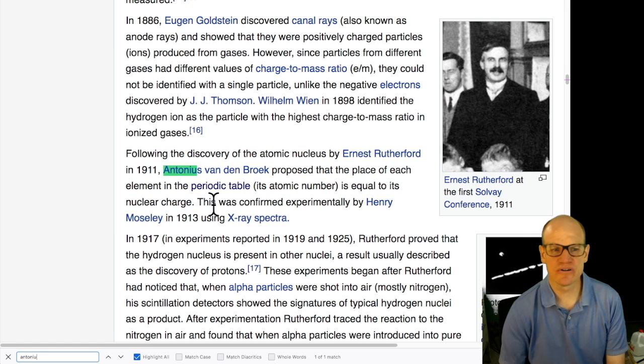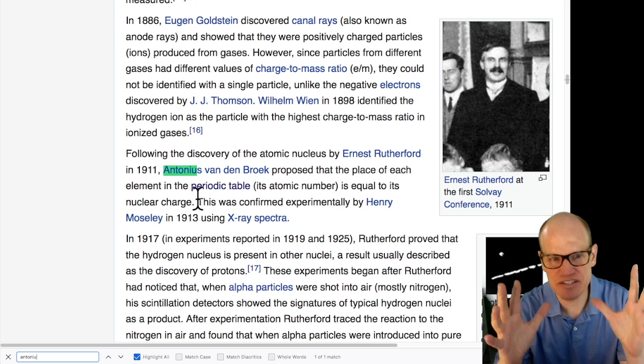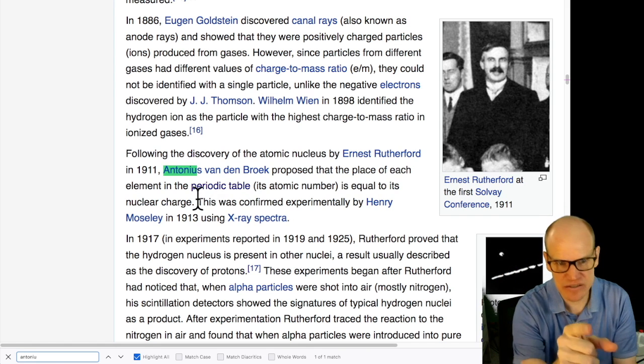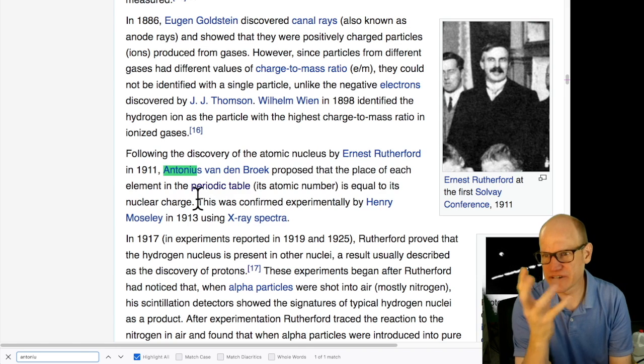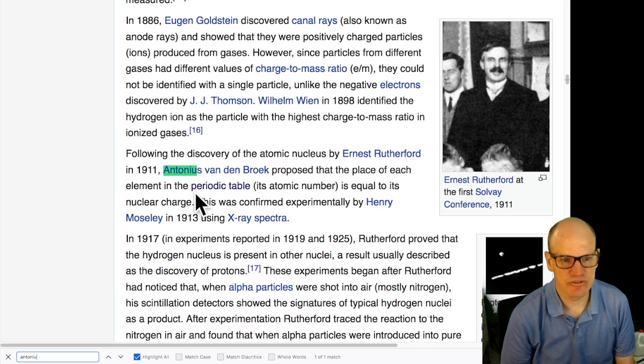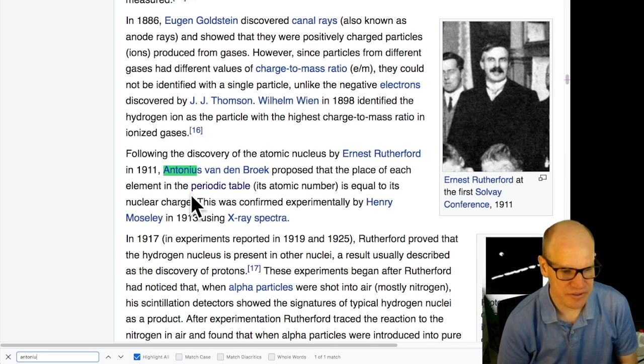Okay, so that's how this was able to tie together. The periodic table up to this point existed, but it existed because of the properties of the electron. And here he's saying, now we can show that the periodic table is actually a function of the charge of the nucleus. So that was an important incremental step in piecing together the atomic theory.